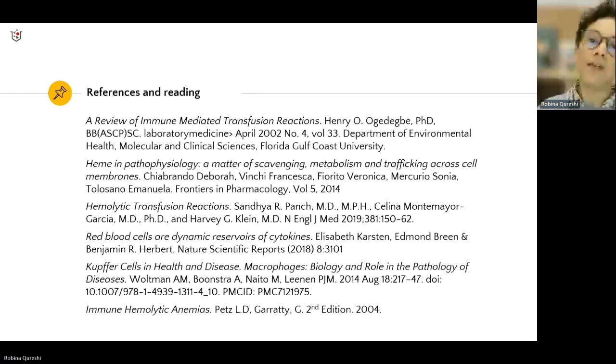If any of you have got this book, sorry, I don't think it'll focus. So the book at the bottom, Immune Hemolytic Anemias by Petz and Garratty, is excellent. It also covers autoimmune in there as well. So if you're interested in that, it's a really good book. It is old, but it's got some really good stuff in there.